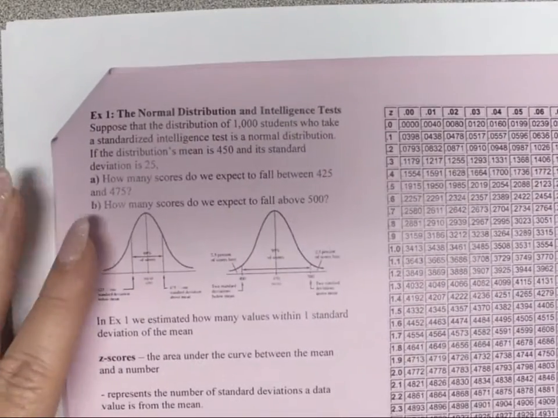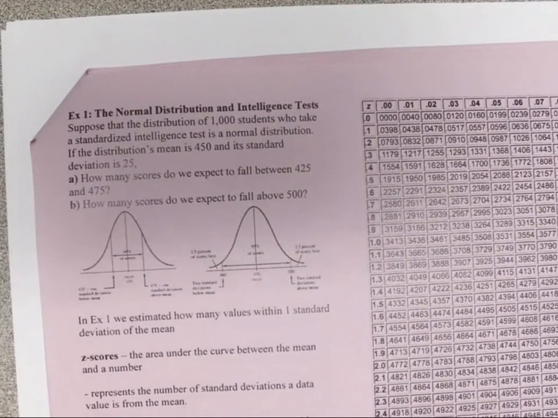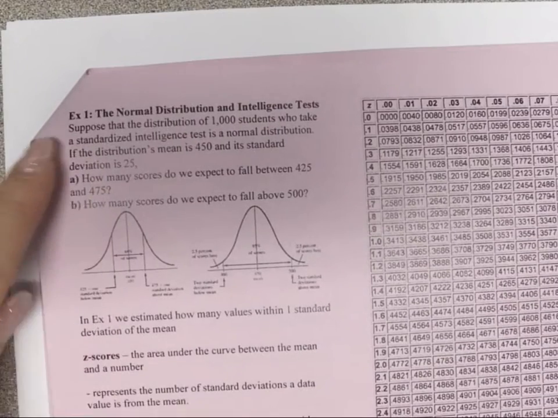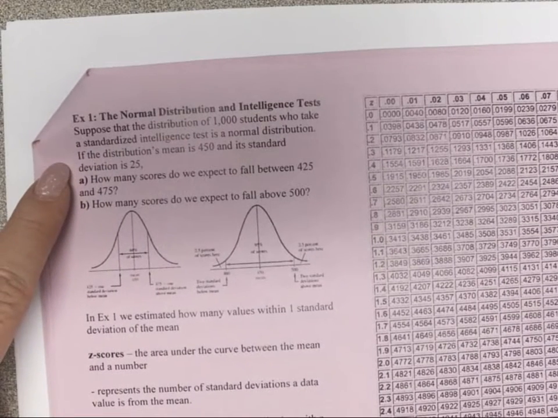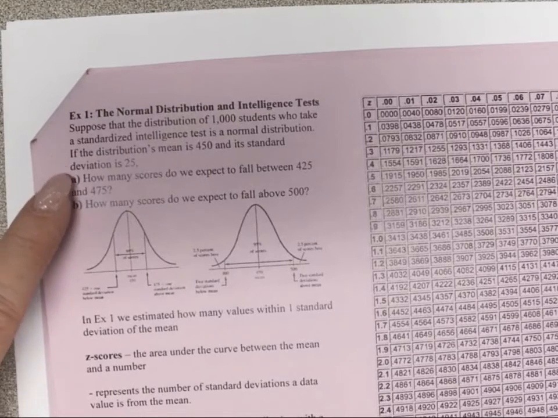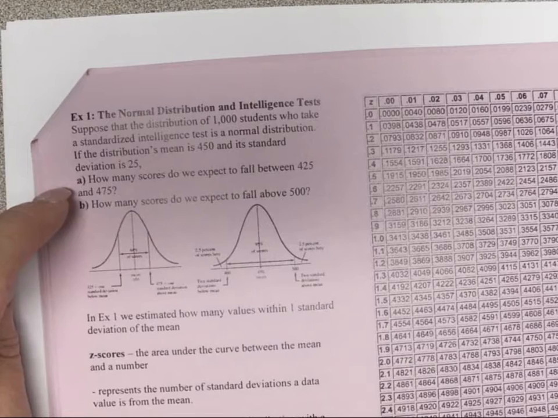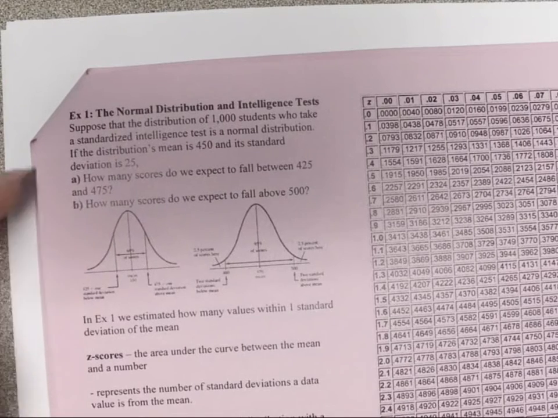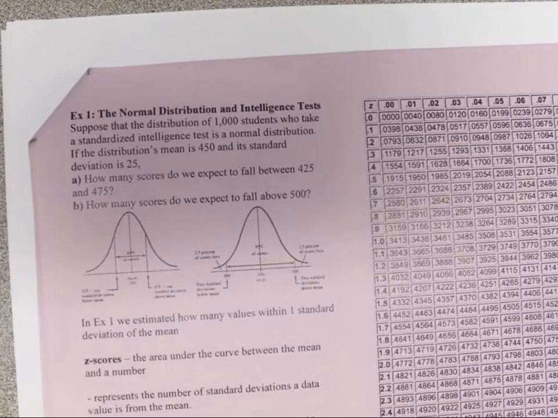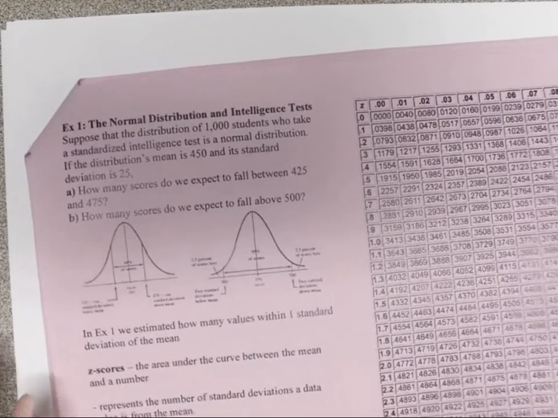So for example 1, the normal distribution and intelligence tests, suppose that the distribution of 1,000 students who take a standardized intelligence test is a normal distribution. If the distribution's mean is 450 and its standard deviation is 25, how many scores do we expect to fall between 425 and 475? All righty.